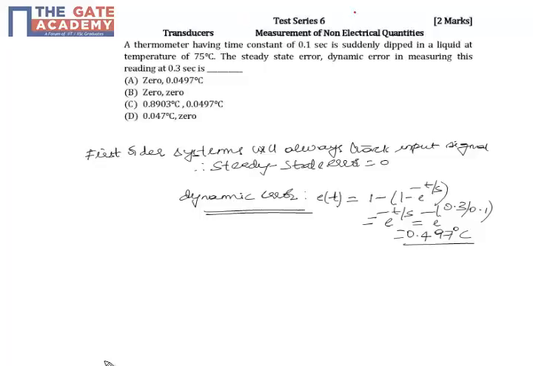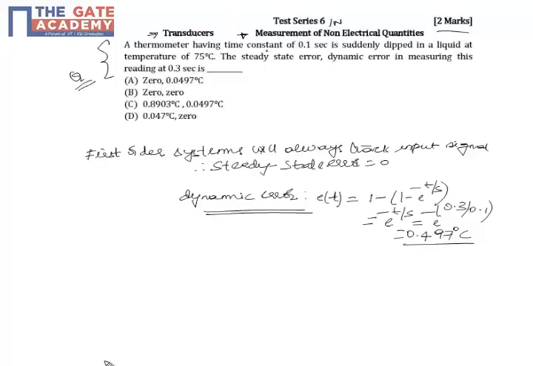So the next question that is asked in test series 6 for IM from the subject transducers is for 2 marks. It is from the topic measurement of non-electrical quantities. So it's a multiple choice question. It's not a fill in the blank.